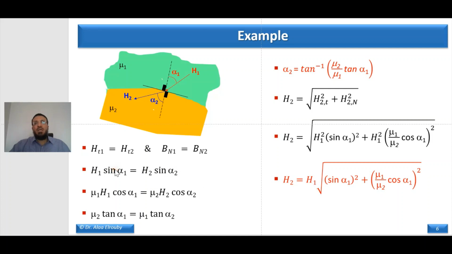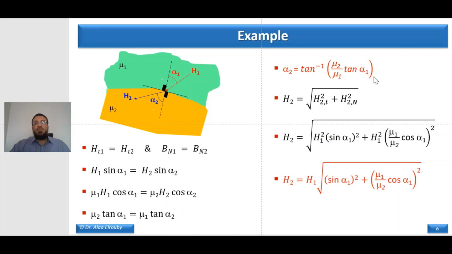So we'll have sine alpha 1 divided by mu1 cosine alpha 1 equal sine alpha 2 divided by mu2 cosine alpha 2. Sine over cosine equals tan, and the mu2 at the bottom will go to the left side, mu1 at the bottom will go to the right side, and we'll have this equation. In this equation, alpha 1 is known, mu2 is known, mu1 is known. The only unknown here is alpha 2, so we can find alpha 2.